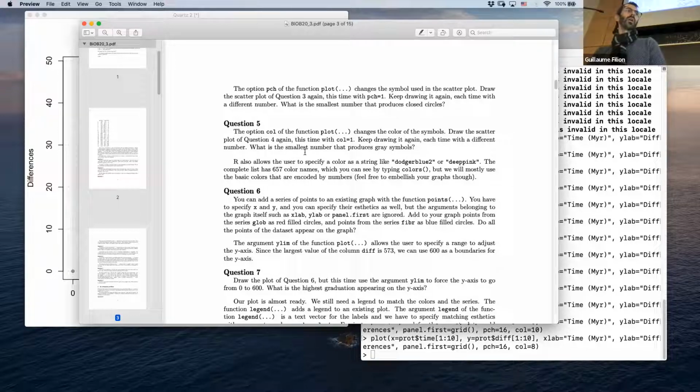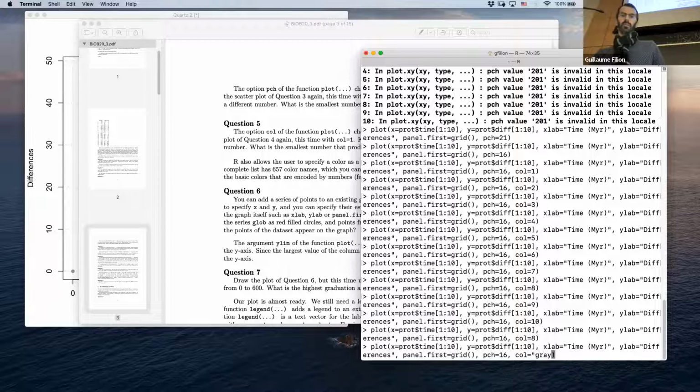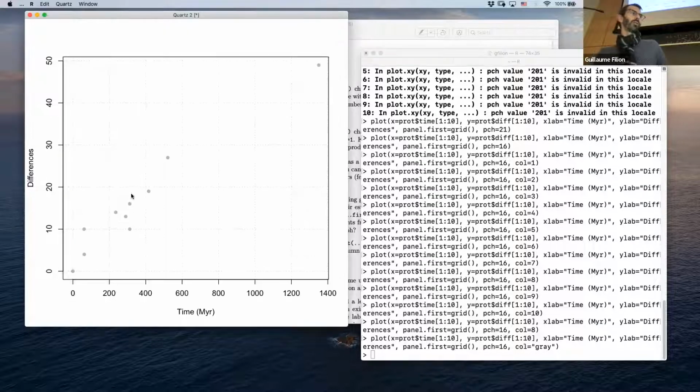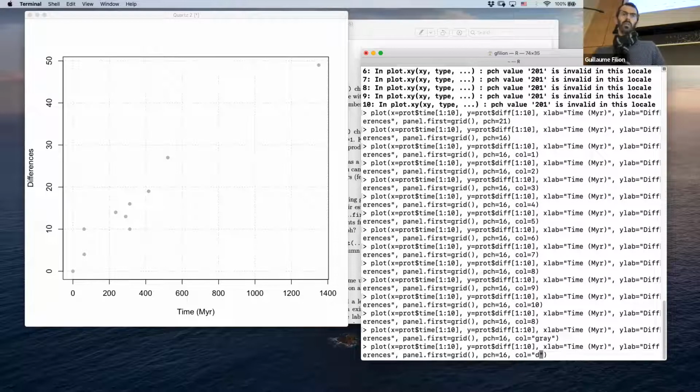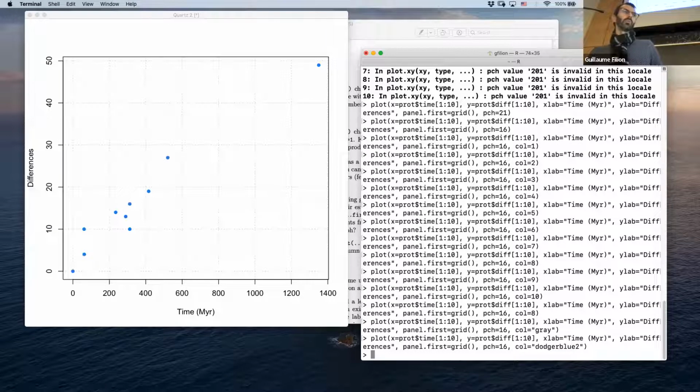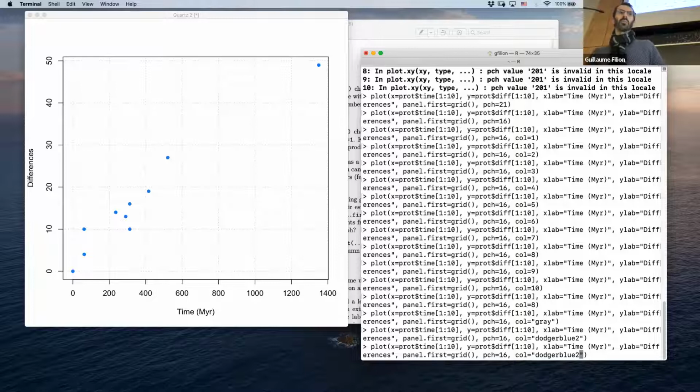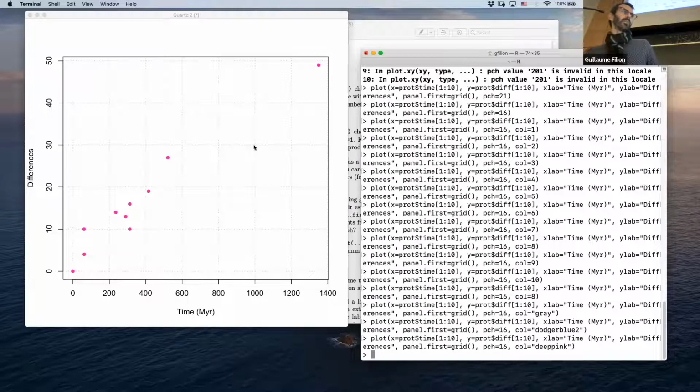It also allows the user to specify a color as a string, like Dodger Blue 2 or Deep Pink. Okay, so I'm using numbers here, but if I want, I could say gray. It understands gray, and it plots that, okay? But it doesn't have to be gray or black or something like this. You could say Dodger Blue 2, and that's this blue here. It will plot very differently based on your screen or on the projection. But so that's not the same blue as the one that I showed before, which is color 4, or you have deep pink, for instance. Okay, that's not the same as the red. Actually, it would show very differently.